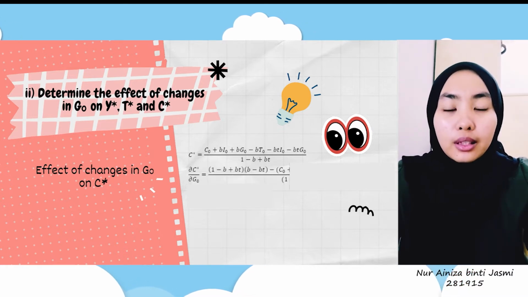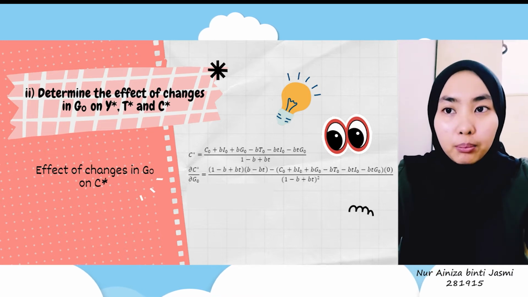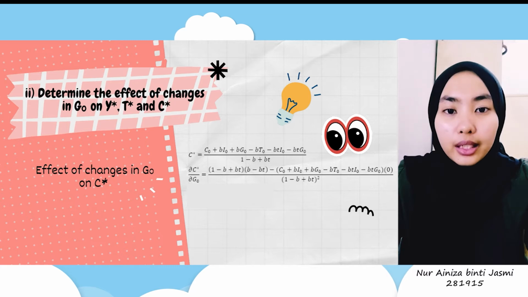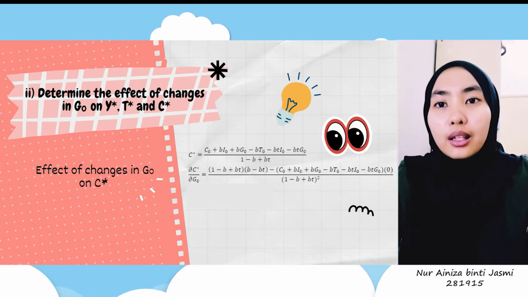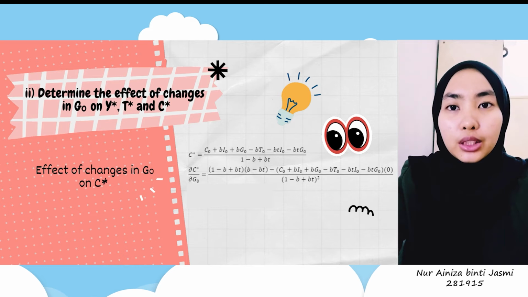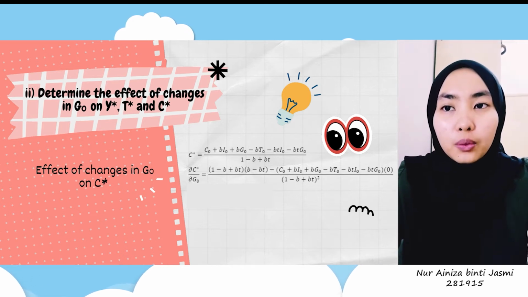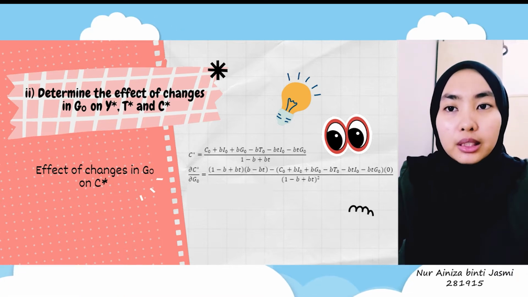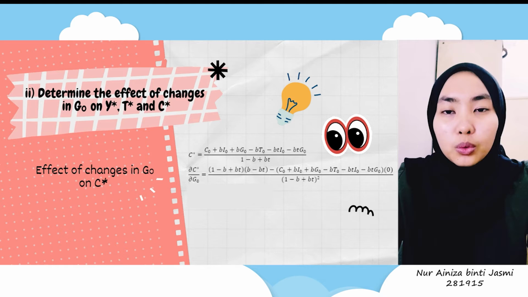And we put delta C star over delta G null equal in bracket 1 minus B plus Bt times B minus Bt, minus in bracket C null plus BI null plus BG null minus BT null minus BtI null minus BtG null times 0, over 1 minus B plus Bt squared. So we cancel out the 1 minus B plus Bt with the 1 minus B plus Bt squared, and cancel out the term times 0.